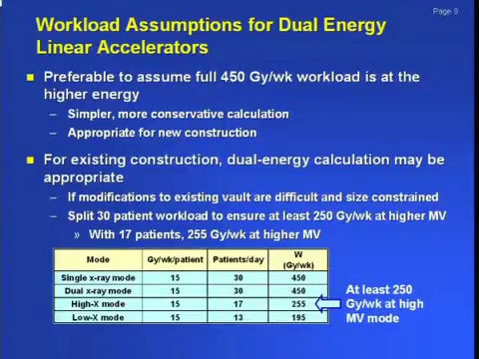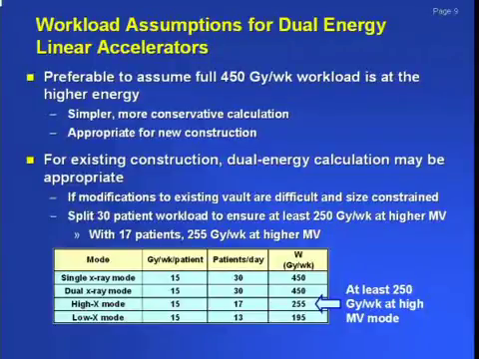So again, if it's new construction, it's preferable to assume that you use the full 450 gray per week workload at the highest energy. Why? Because it's simpler. You only have to do the calculations once. You know you've overshielded for anything you want to do at a 6 and put a safety factor in there. Again, if you're doing a retrofit, though, you may not have that luxury.